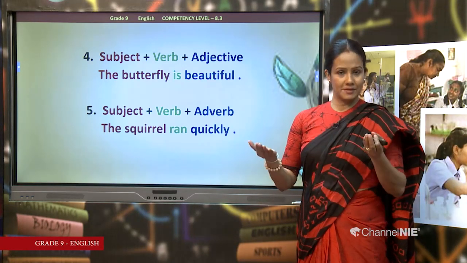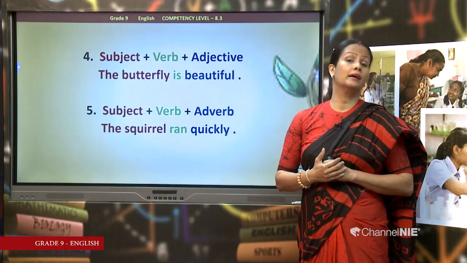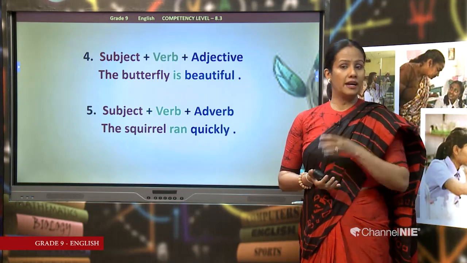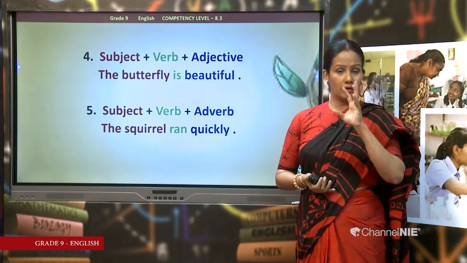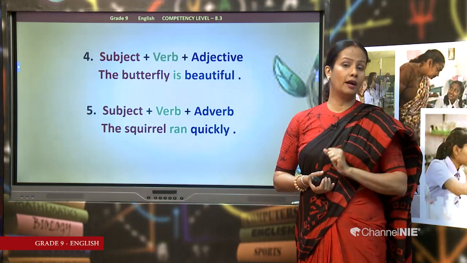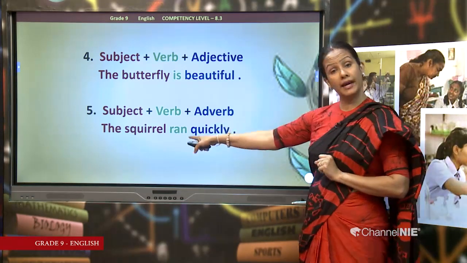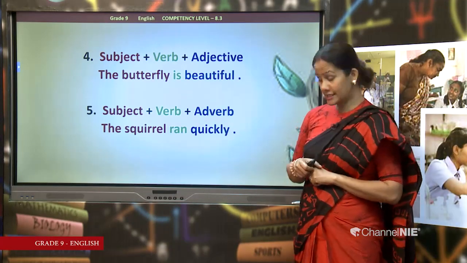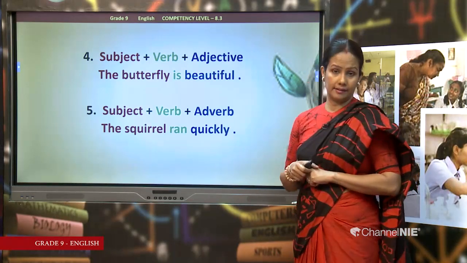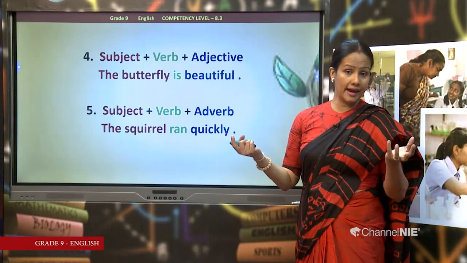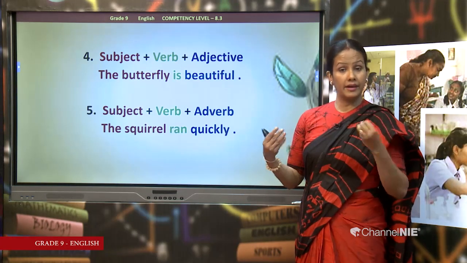What is an adverb? Yes children, it is a word that describes a verb. If you are describing an action word further, the particular word we call an adverb. So, we are using an adverb to write this sentence. What is the sentence? The squirrel ran quickly. How did the squirrel run? It ran quickly.